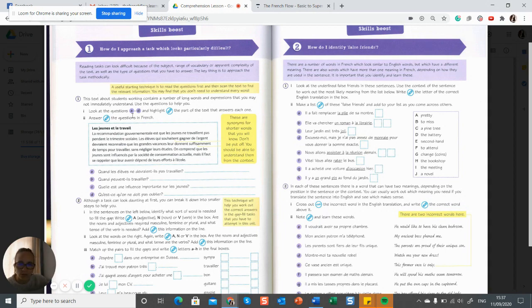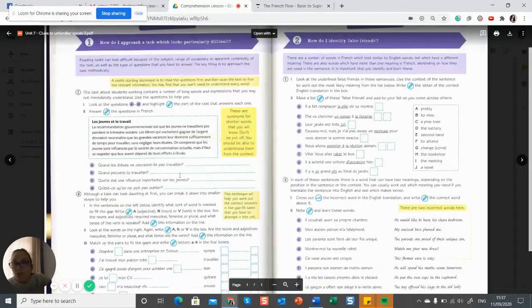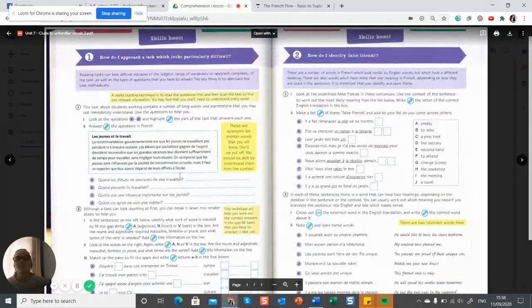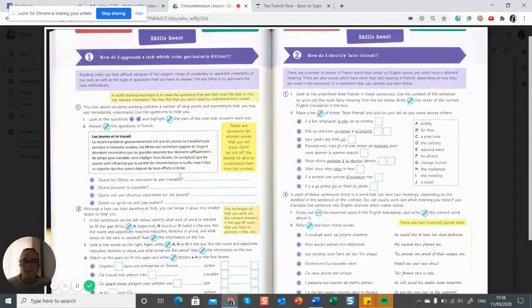I mean, on page, sorry, let me check, 52, but it's actually the first skill boost of that unit. And then skill number 2 is how to identify false friends. As I told you, a false friend is a word that is really similar to the English one, but it doesn't mean the same thing. Sometimes you'll have words that are similar and do mean the same thing. So let's say a taxi, un taxi, a pizza, une pizza are 100% exactly the same words, and they mean the same thing.